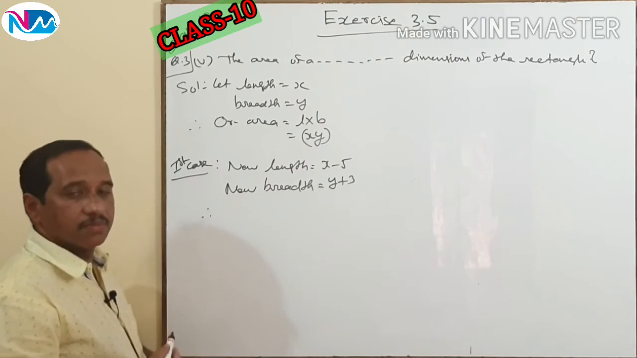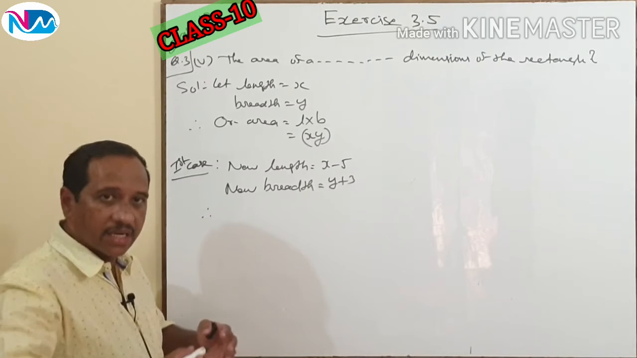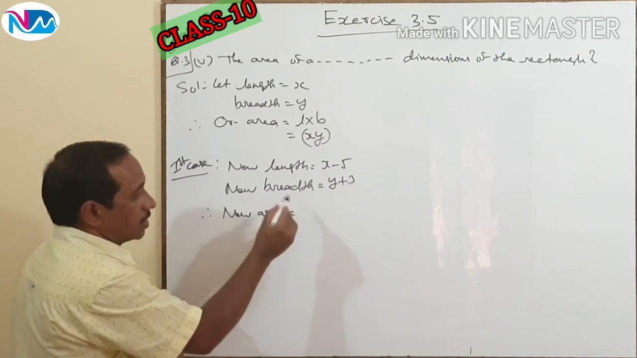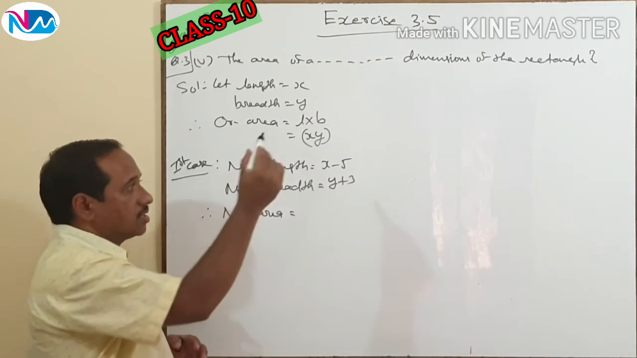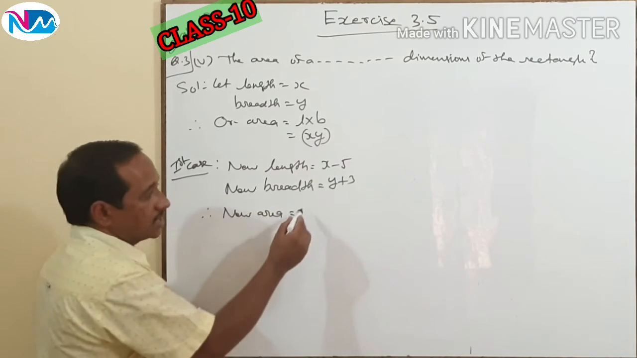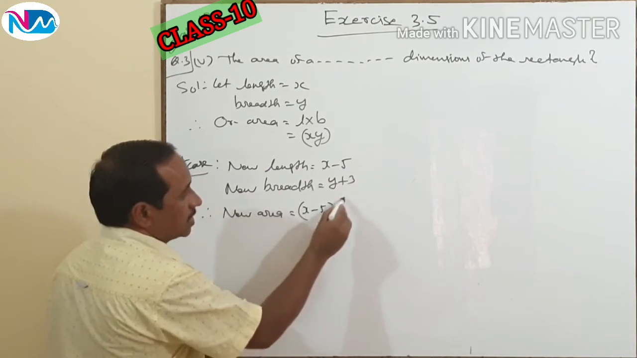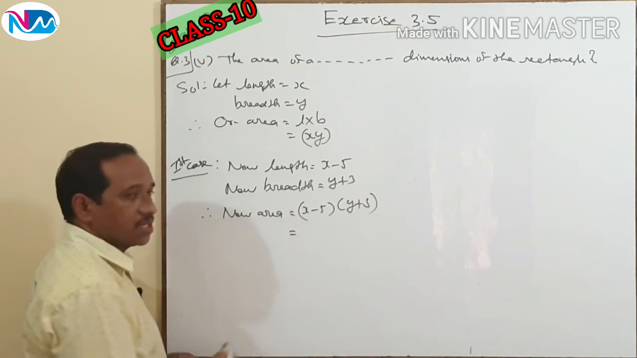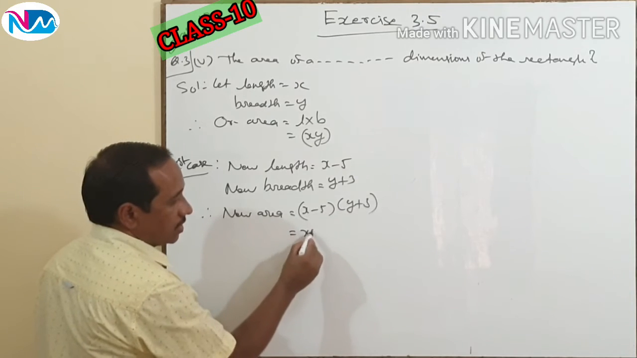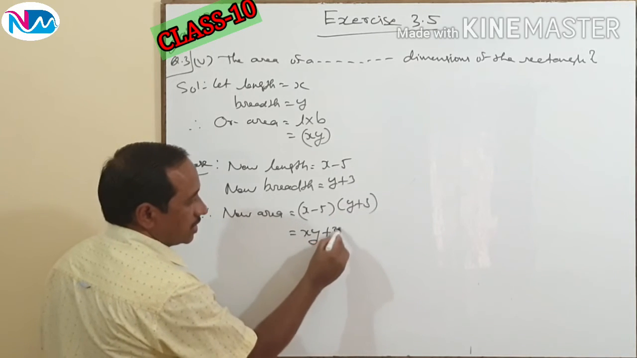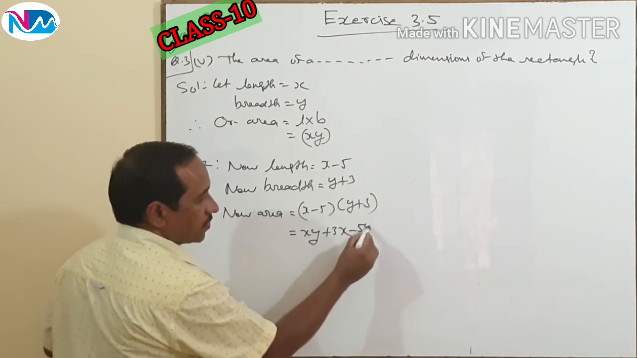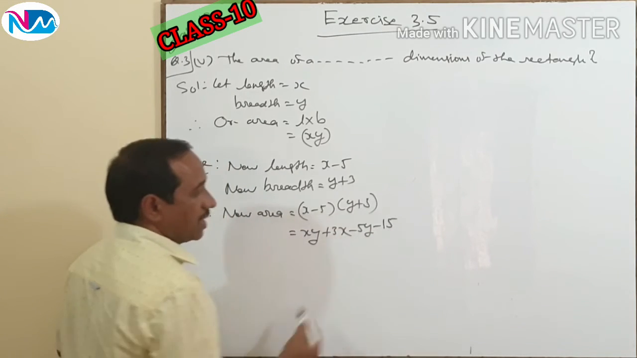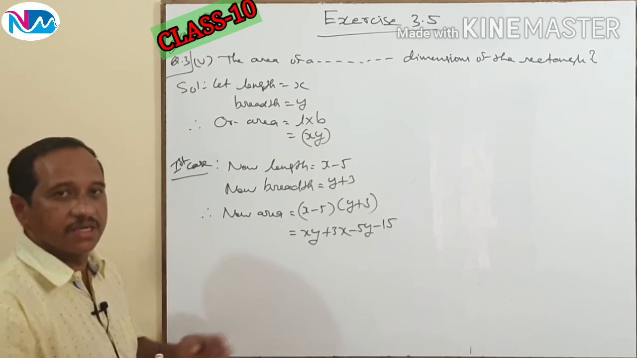If the length and the breadth are changed, the area will change, and the new area is obtained by multiplying the new length and the new breadth, that is (x minus 5) into (y plus 3), or multiplying x into y, xy, x into 3, 3x, minus 5 into y, minus 5y, minus 5 into 3, minus 15. This is the new area.